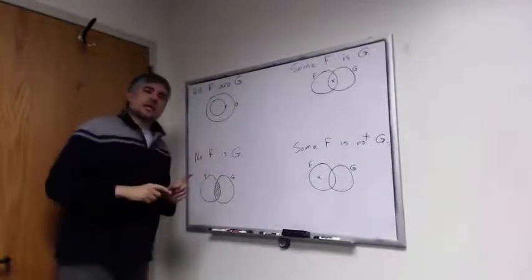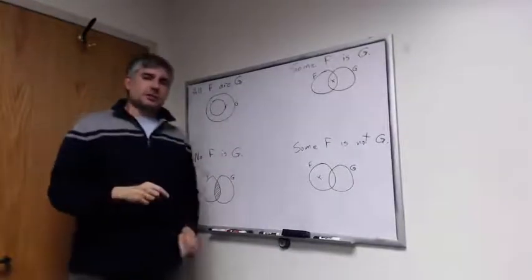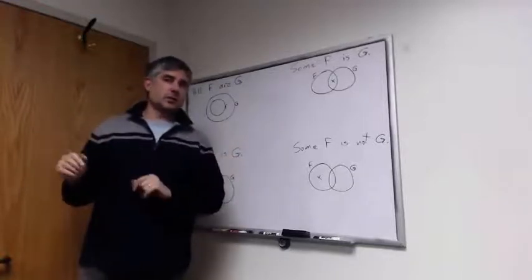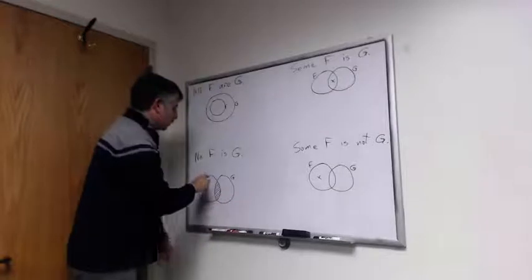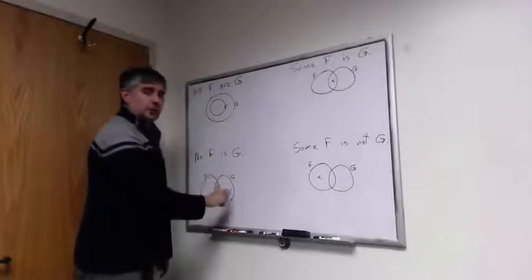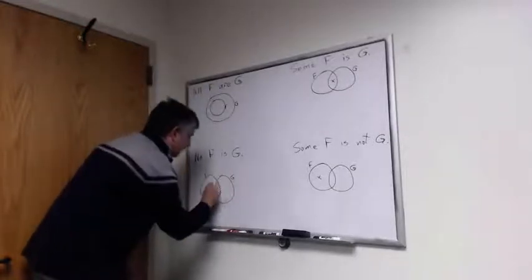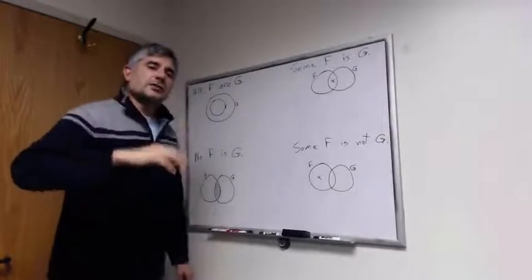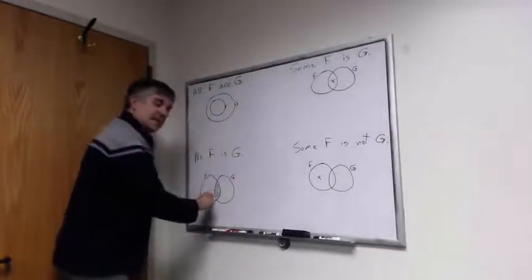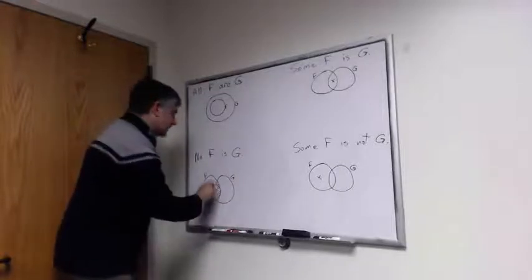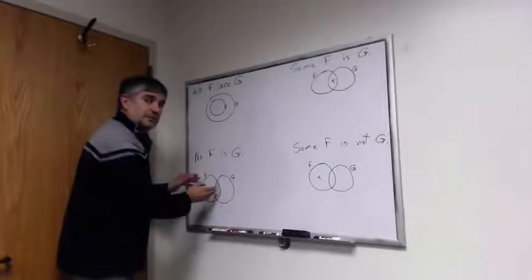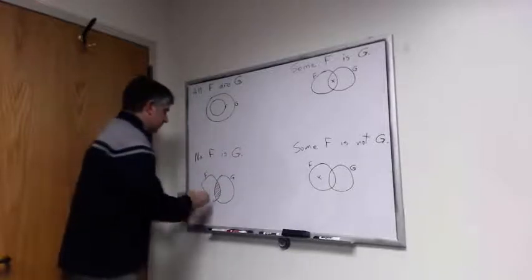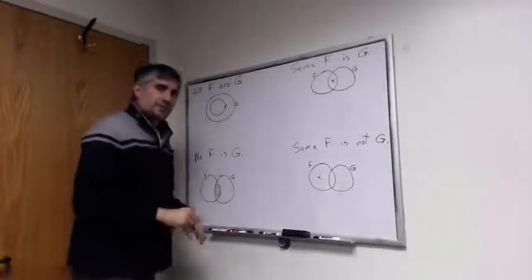If we want to represent that no F is G, that nothing in the F category is in the G category, then we can draw the F circle and the G circle overlapping and shade out the area where they overlap to indicate that there is nothing in that intersection. There is nothing that is both an F and a G. And that would represent no F is G.